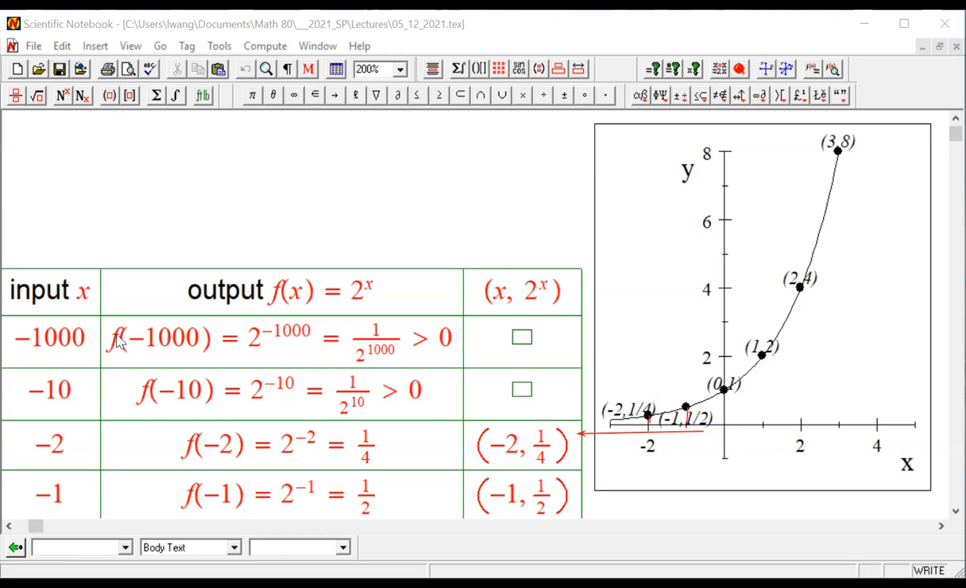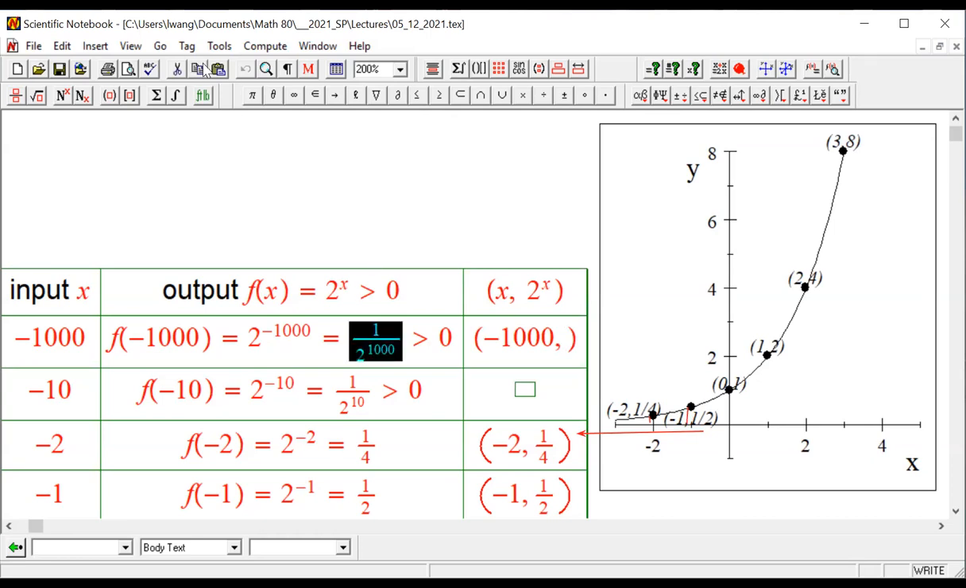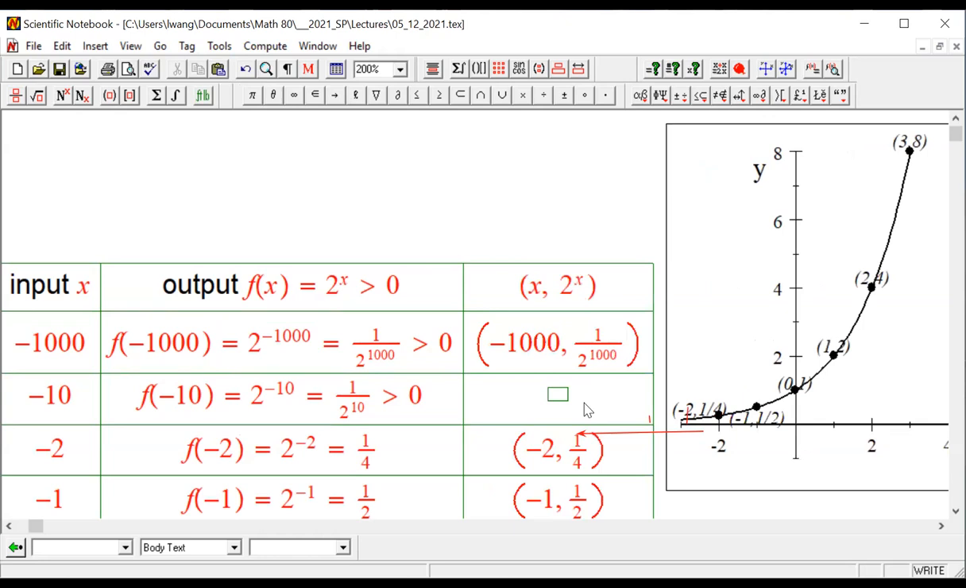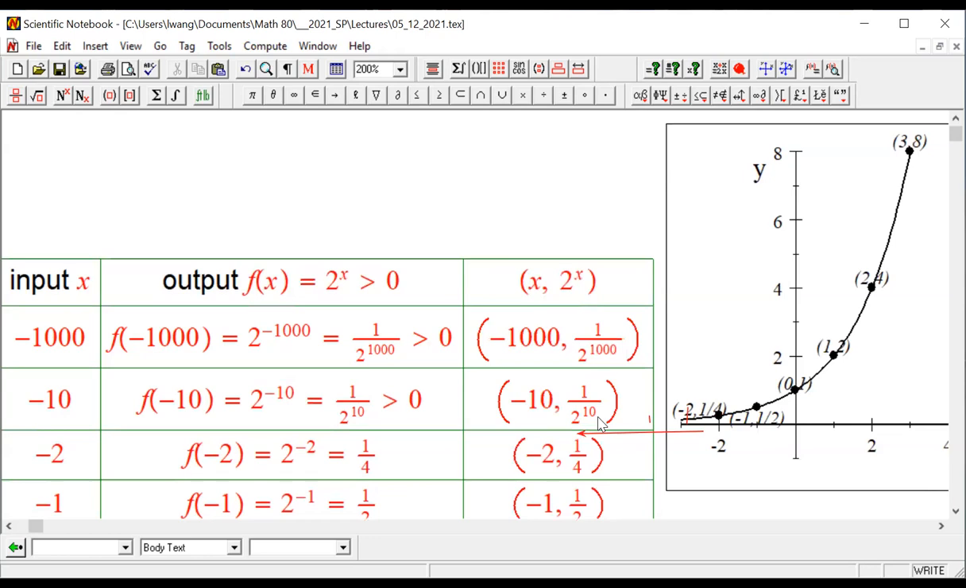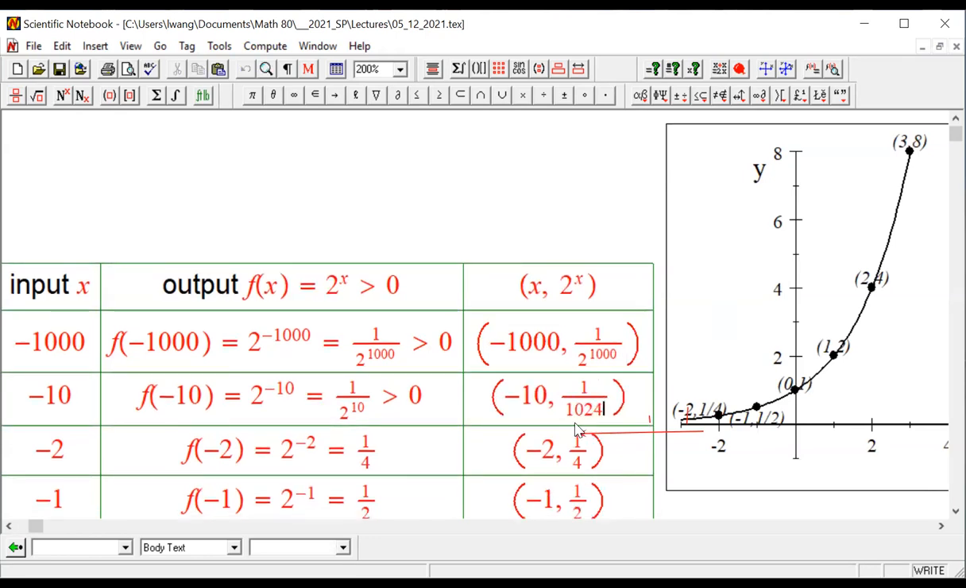So this image is to help us facilitate some imagination as x approaches negative infinity. 2 to the power x is always positive, forever. So your points, no matter what they are, say negative 1000, this number we're getting is going to be a positive number. If our input is negative 10, then the output is going to be 1 over 1024. You can verify that for me. So those numbers are going to be very, very small. The curve will never touch the x-axis. That's the point we're making.